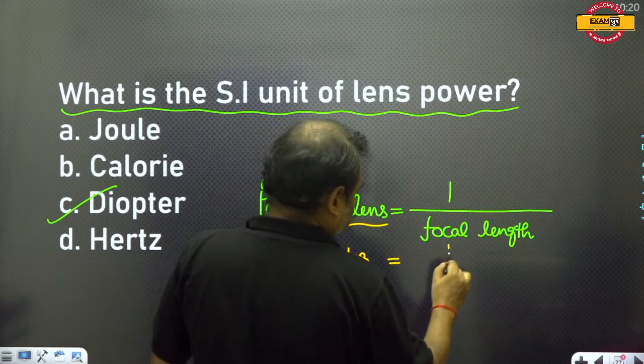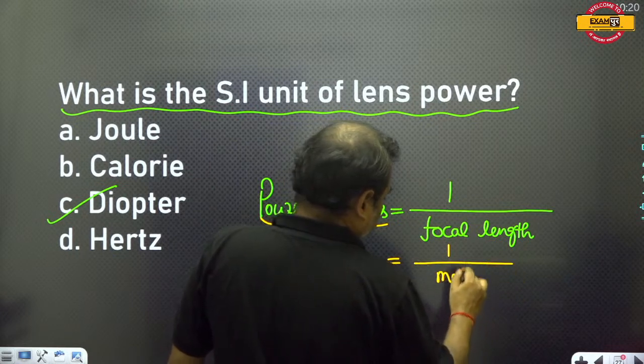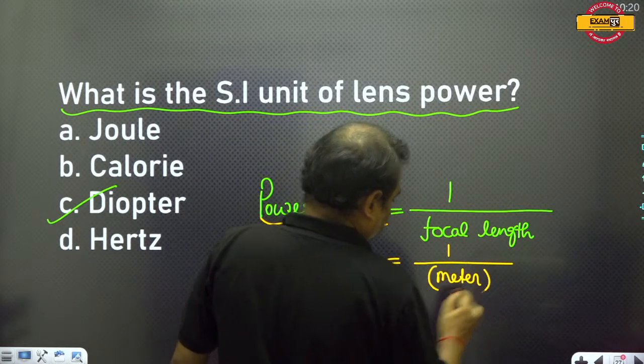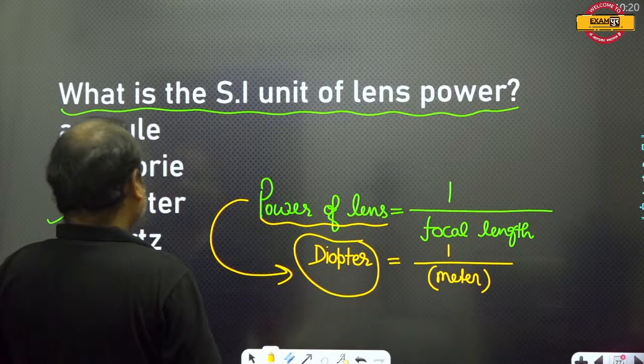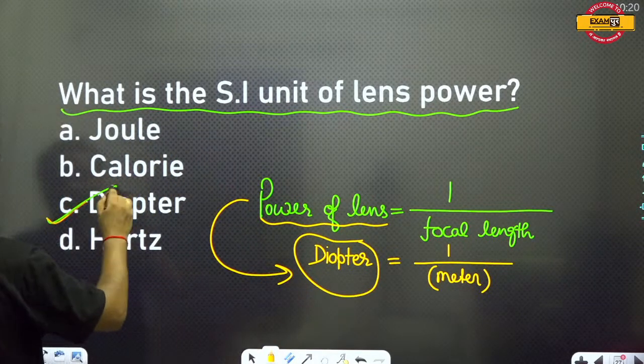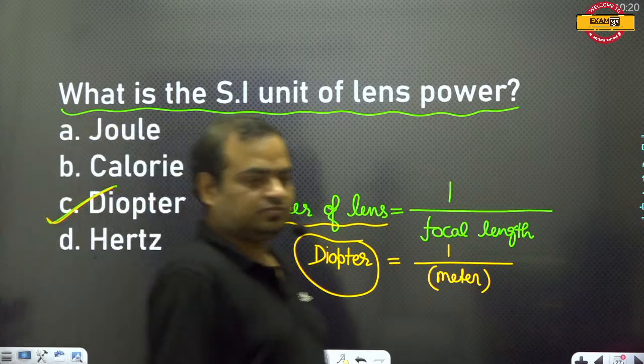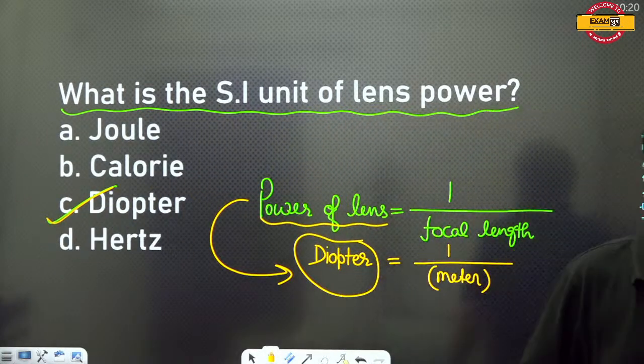Okay, and this will be written as 1 upon meter. So the unit is, the correct answer is diopter. So C will be the correct answer.